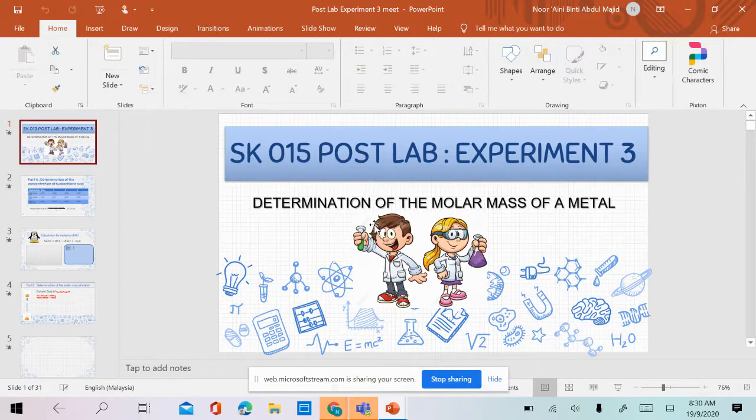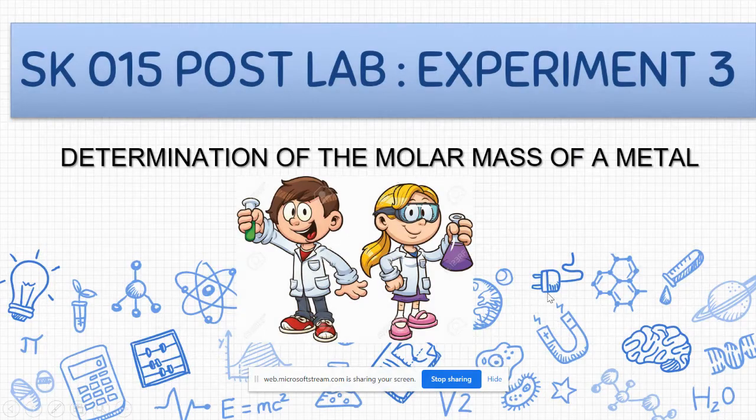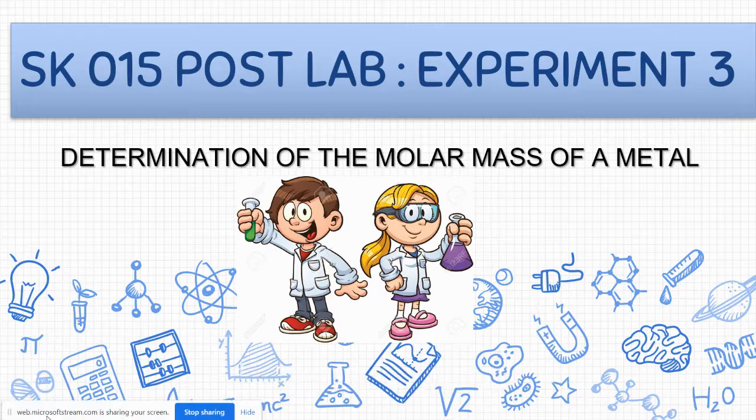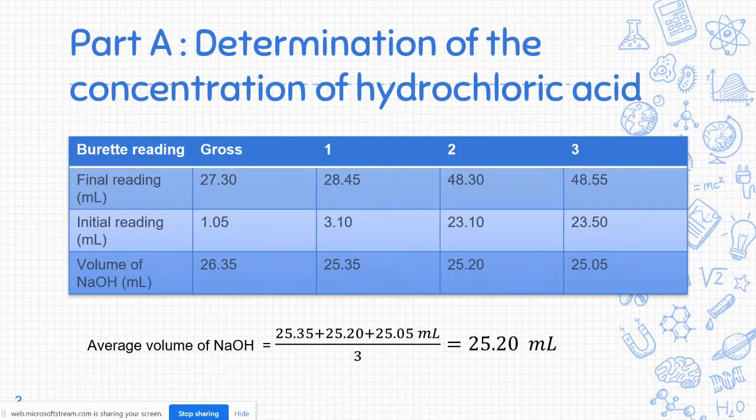Okay, today I will discuss the post lab and the calculation for experiment 3, that is the determination of the molar mass of a metal. Okay, now let's have a look at the first part. There are two parts, right? Part A and part B. Okay, let's start with part A.